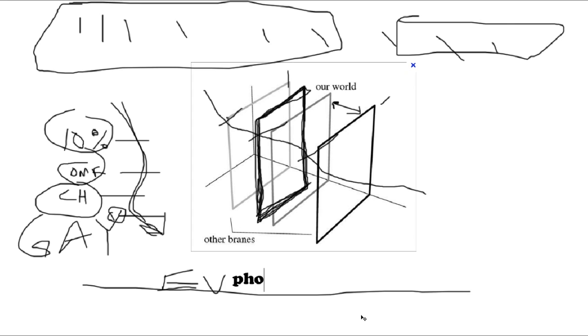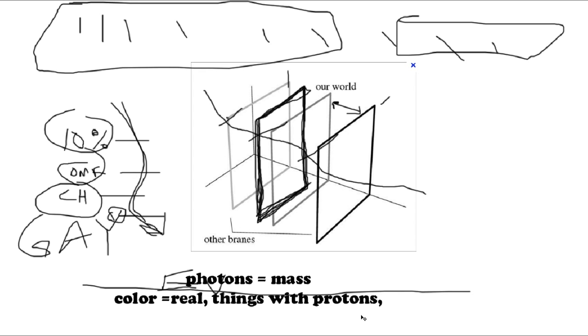Any possible universe you can imagine can probably exist. Except for weird things like a cartoon universe. What would happen to make a cartoon universe? Everything we know about physics would have to be different. You can't just limit that down to one question. It's like everything is different. Photons equal mass. So things with color are real. Things with protons, maybe protons are light in this universe.